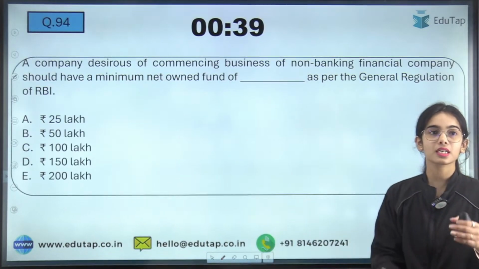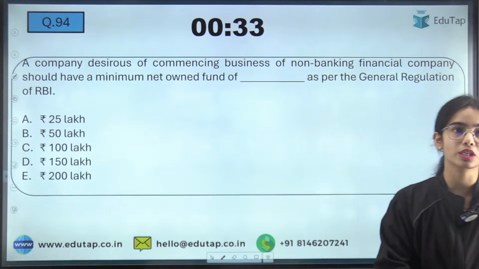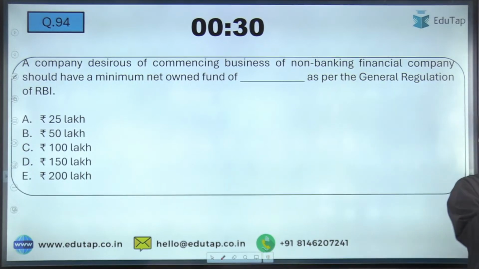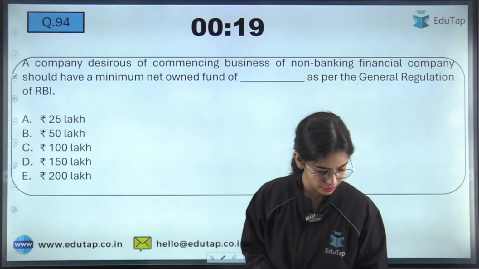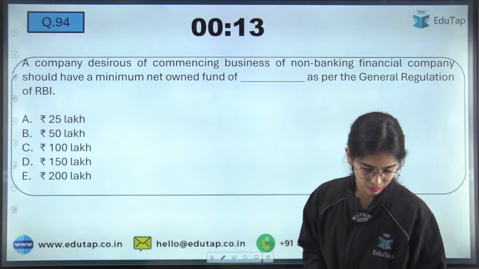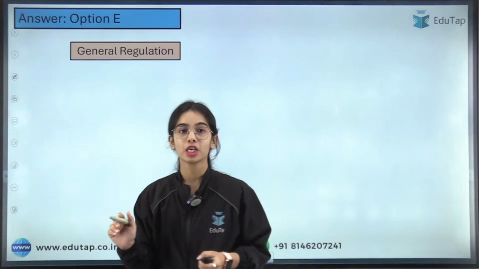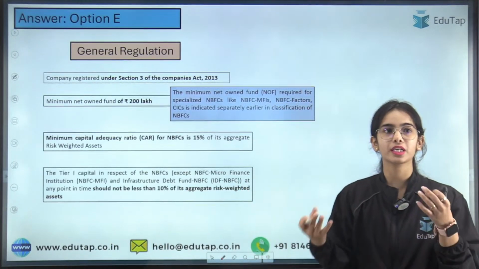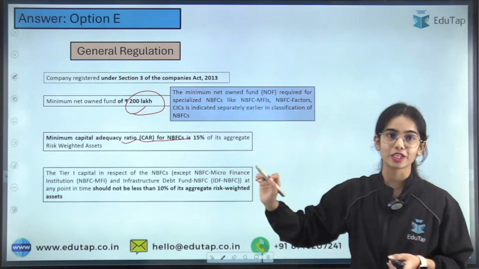Next is, a company desirous of commencing business of non-banking financial company should have a minimum net worth of dash as per the general regulation of RBI. Here, try to answer this question. This is your 94th question, that is second last question. Let's see how many of you are able to tell this. Here the answer is 200 lakhs. Okay. So as per the general regulation of the Reserve Bank of India, the minimum net owned fund of the NBFC should be 200 lakh and the minimum capital adequacy ratio should be 15%.